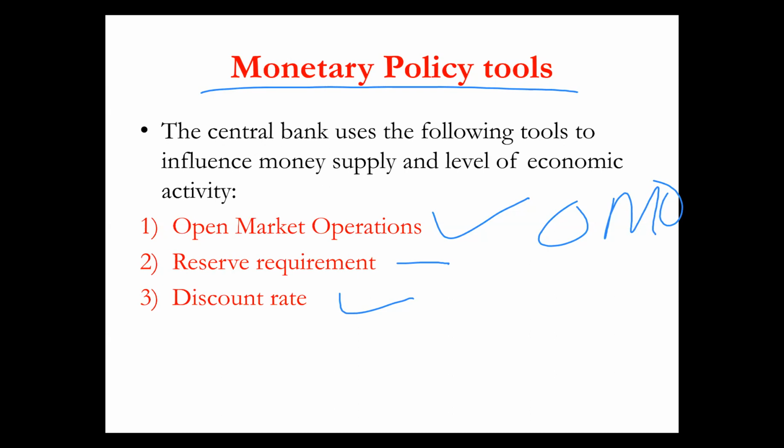And so the tools that they use as they control the supply of money are as follows. Number one, the open market operations, OMO. Number two, the reserve ratio. And from the reserve ratio, we have the discount rate.